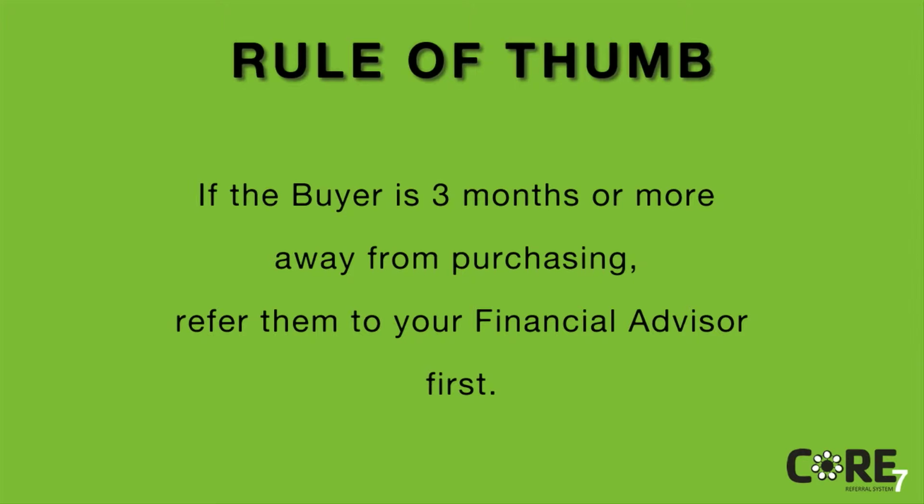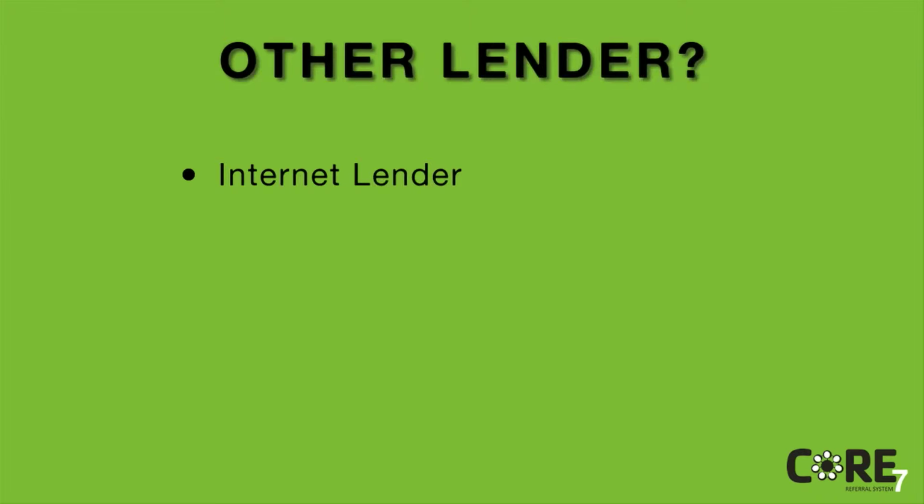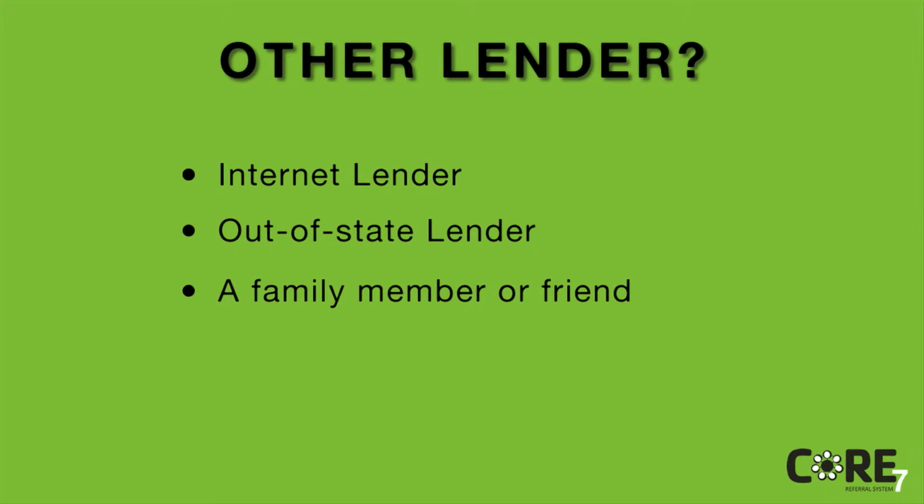Now, if your buyer already has a lender in mind, it could mean they have an internet lender, an out-of-state lender, a family member or friend, or have already been referred to another lender. In the Core 7 system, this is where, as a realtor, knowing about your lender's policies can really help. Let me give you an example of how I do it. My lender has what he calls the 0.125% policy. If the client's decision truly comes down to just rate, having a good handle on how my lender operates allows me to respond to buyers in this situation.